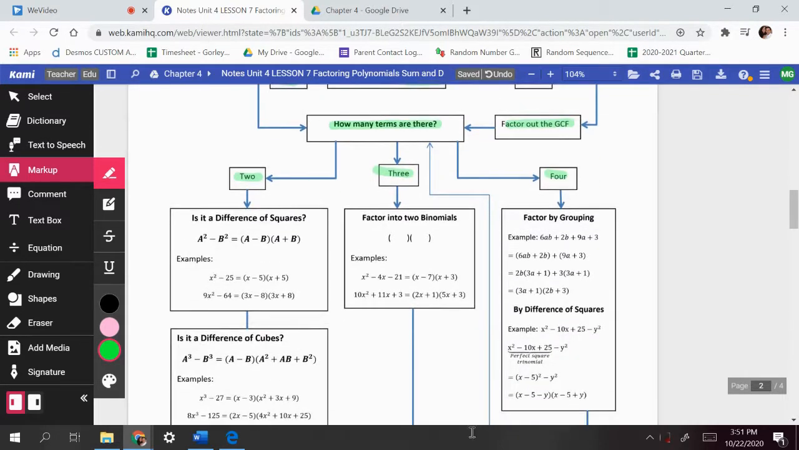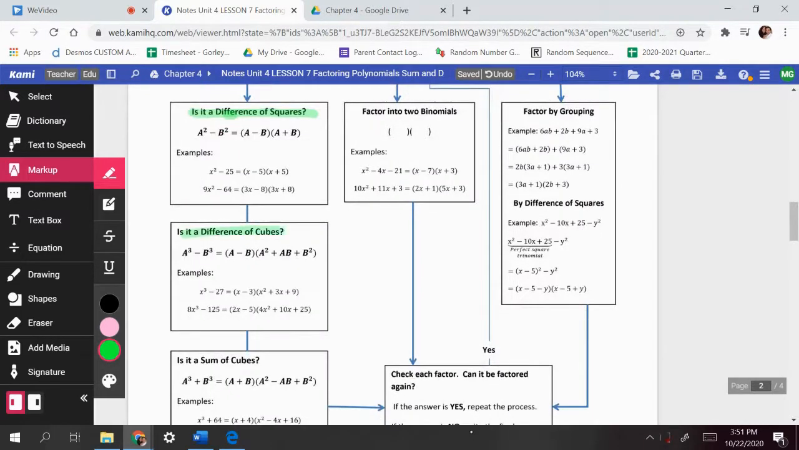If there's 2 terms, we might ask ourselves the question, is it a difference of 2 squares? Could also possibly be a difference of cubes, or it could possibly be a sum of cubes. So we've got to figure out which one it is.